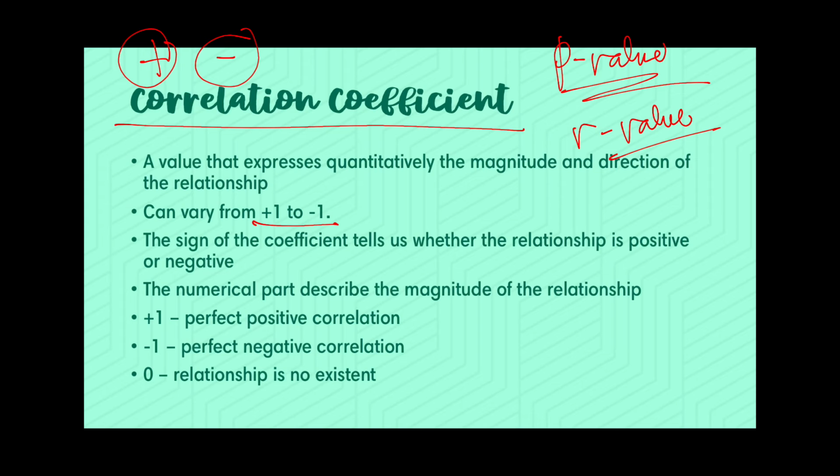So it will tell you how closely the two are correlated. The sign of the coefficient tells us whether it's positive or negative. I said that earlier. And then the numerical part describes the magnitude of the relationship. So the closer it is to 1, the stronger the relationship. So of course, if it's positive, it's a positive relationship. If it's negative, it's a negative relationship. And then if the correlation is 0, which rarely happens, it's non-existent, meaning the two variables, there's no pattern emerging from the two variables.